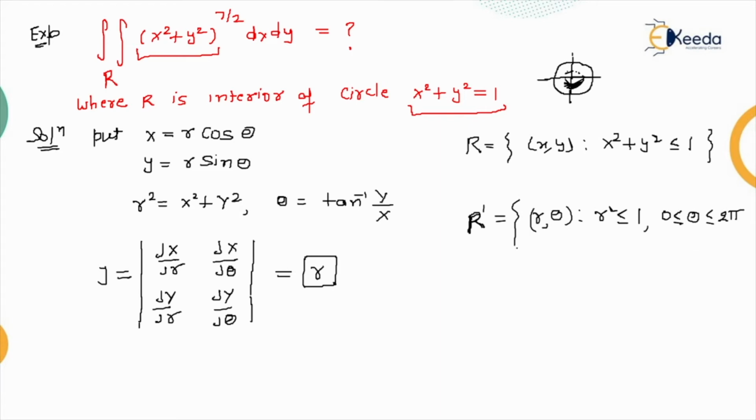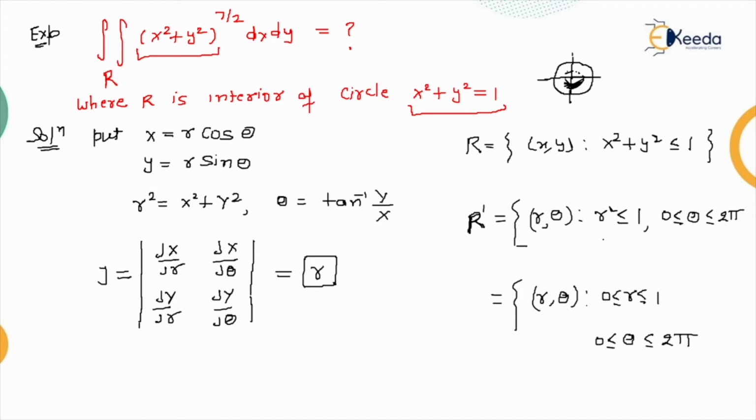Clear? So this is your r dash. This is your new limit actually. So if this is r square, you're going to write out r also. Because we have to replace the value of r and theta, we need the limit of r and theta. So r will be from 0 to 1. Am I right here? And theta will be from 0 to 2 pi. So you got a new limit, my dear friends, and the new coordinates, that is in r and theta.